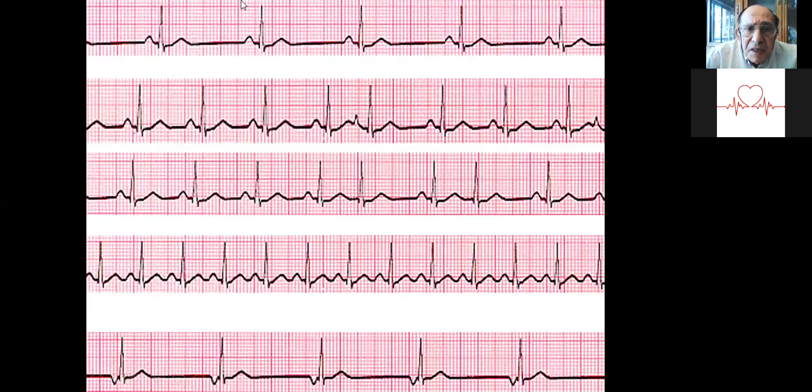These are examples. Here is sinus bradycardia, heart rate 50. This is atrial premature beat. This is junctional premature beat. When it is one normal, one premature, one normal, one premature, it is called bigeminy.